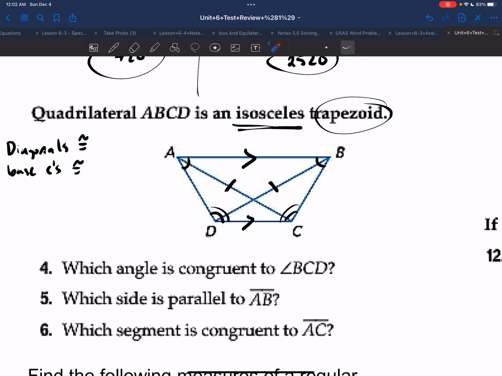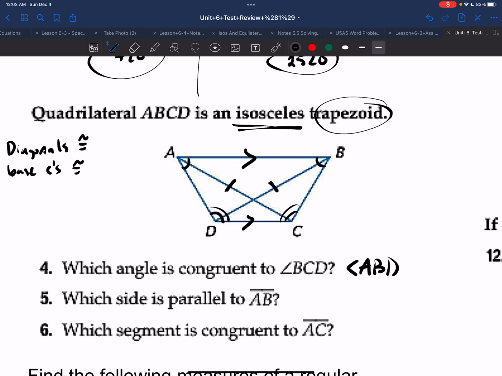Which angle is congruent to angle BCD? So here's B to C to D. So which angle is congruent to BCD? Well, if we take a look, there's only two arcs here. So which of the following has two arcs? Well, angle ABD. So angle ABD, because it has two arcs.